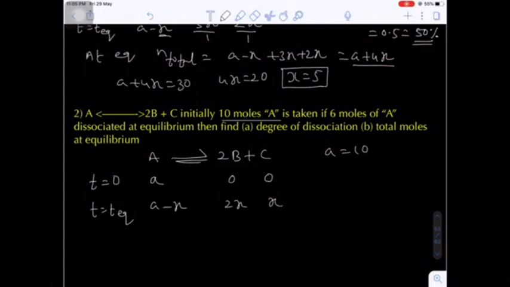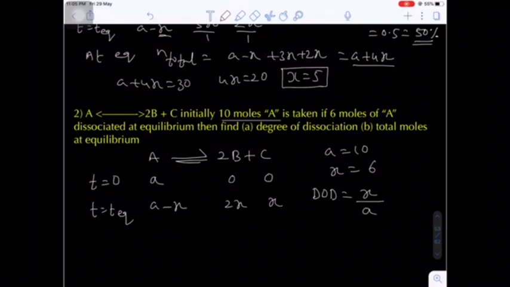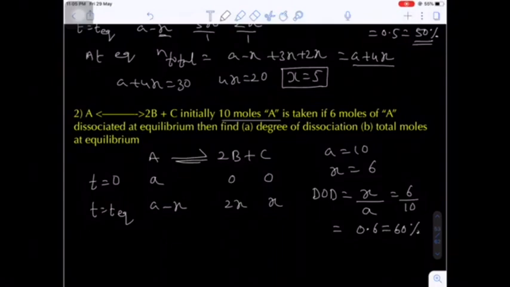Out of which how many moles decompose? 6 moles decompose. So here I am taking x is equal to 6 moles. Now what is the DOD? Number of moles dissociated by total number of moles taken initially. Are you getting my point? So number of moles dissociated 6 by total number of moles 10 moles. So this is 0.6. In terms of percentage it is 60%. This is the first question, degree of dissociation.